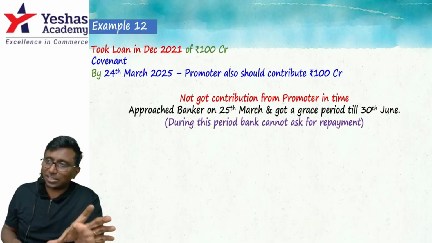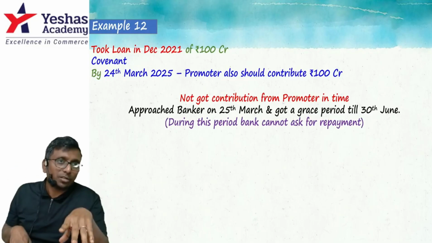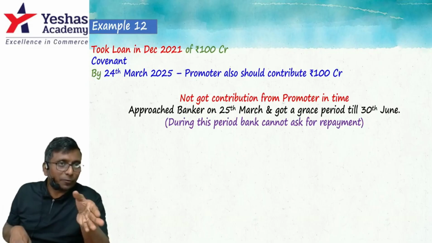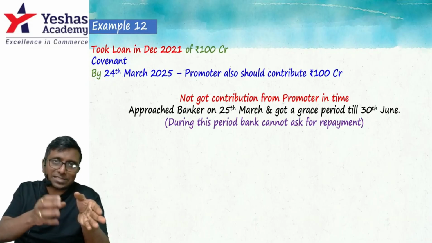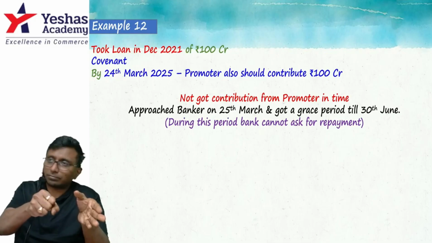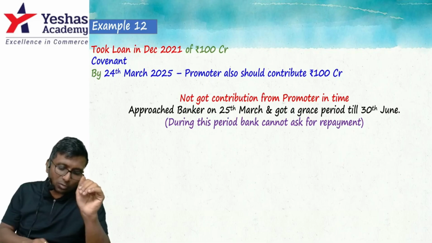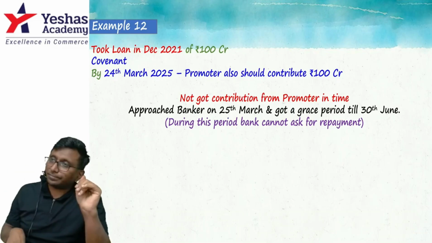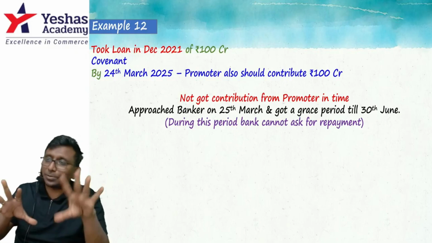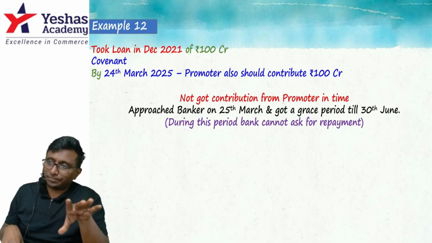Now, the facts I am giving: by 24th March, he did not get the contribution. Have you broken the covenant before 31st March? Yes. Now the lender has a right to catch you and say, pay me my money first. Now, we approached the banker on 25th March, the next day only, and we got a grace period until 30th June. Means what?